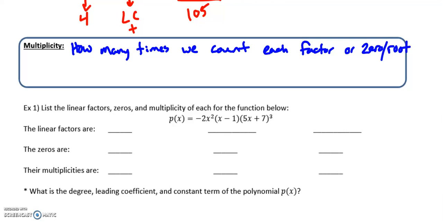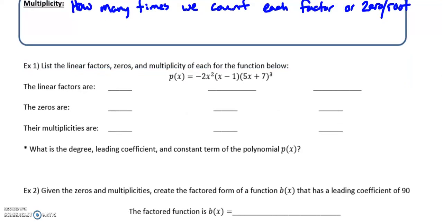So if I come down here to p of x, I'm going to go ahead and break off the linear factors. So the most obvious linear factor to me here is just this x minus 1, so he goes there. I also see this 5x plus 7. So let's look at those two first, then I'll get the other one. The x minus 1 has a degree of 1. So when I look at his zero, remember linear factors have x's, zeros are numbers. I set x minus 1 equal to 0, I get 1. And his multiplicity is also going to be 1.